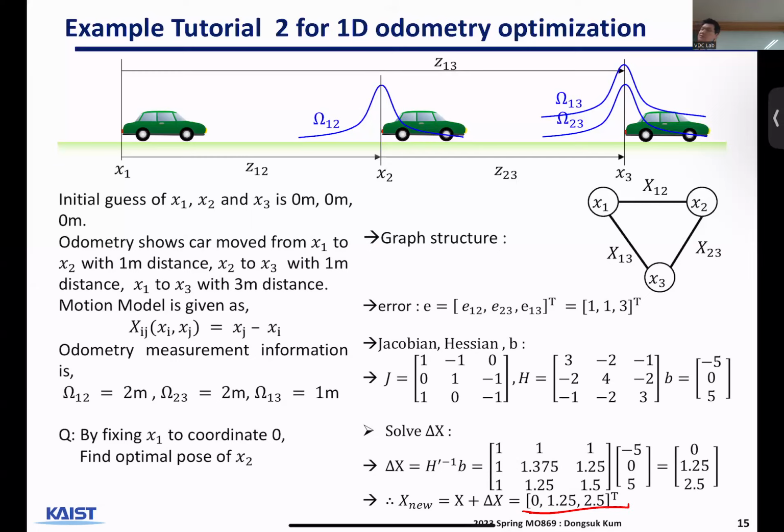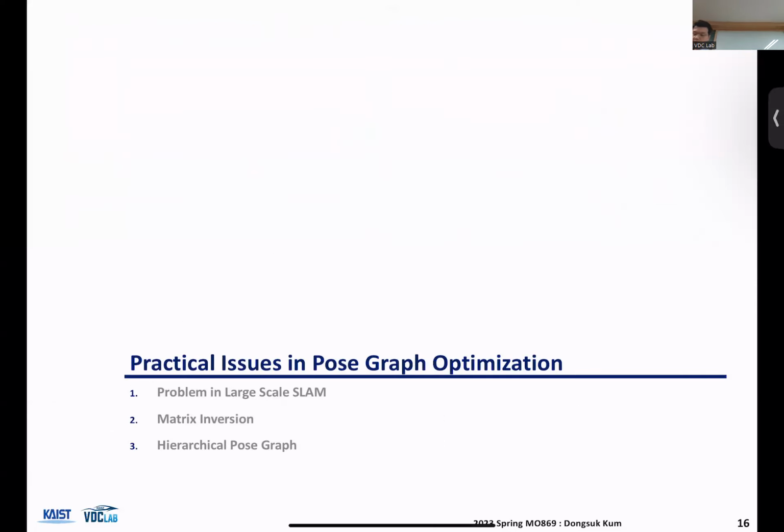Not Z, X23 is 1.25. So the optimized X here says X1 is 0, X2 is 1.25. So the delta is 1.25, and then X23 is 1.25. So X13 is 2.5. That's what the solution is saying. Okay. Does that make sense? All right.